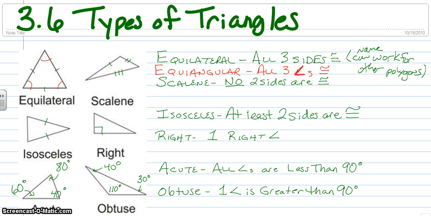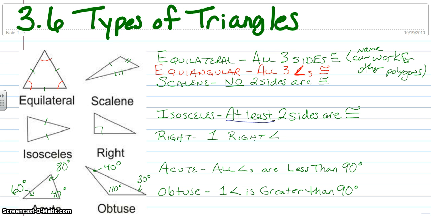Even if it's different by 0.1, it's still going to be a scalene triangle because we want to make sure that none of those sides are congruent. An isosceles triangle is where at least two sides are congruent. So if it has three sides congruent, like an equilateral triangle, it is still isosceles because it still falls into the at least two sides are congruent idea.